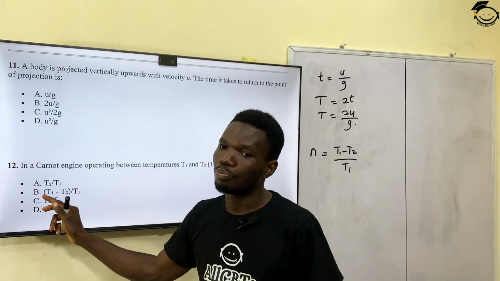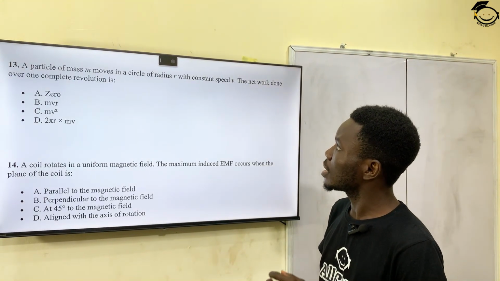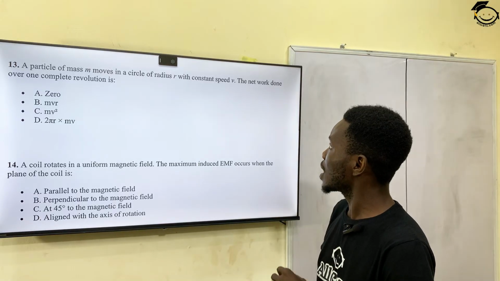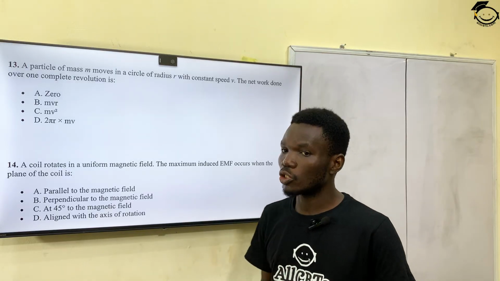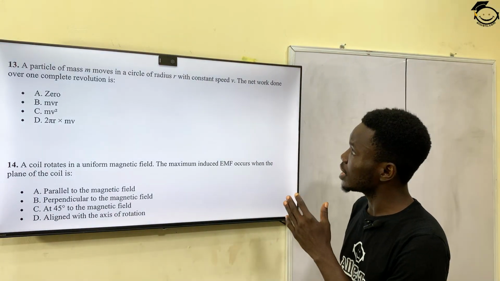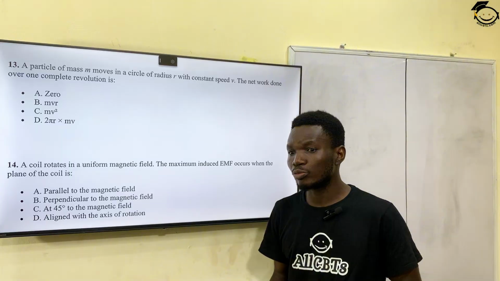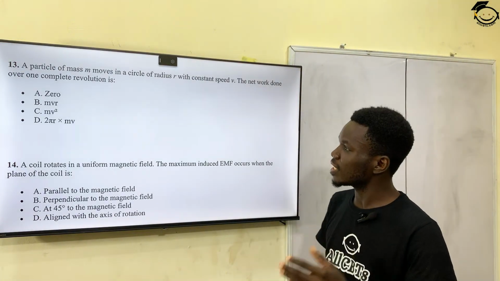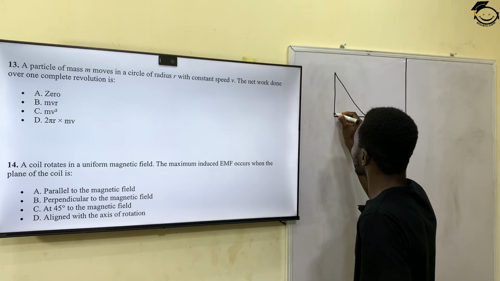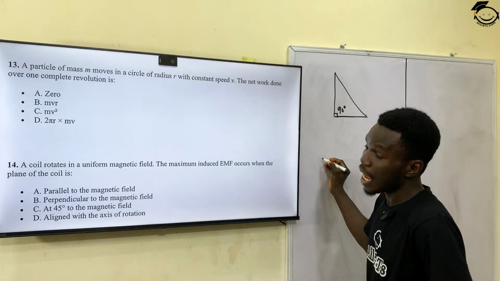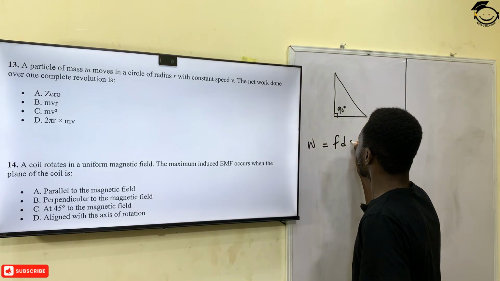Moving on, question number 13. It says, a particle of mass m moving in a circle of radius r with constant velocity v, the net work done over one complete revolution is dash. Because it is moving in a circle, this is circular motion, and the centripetal force acts towards the center of the circle, which means the angle between the force and the displacement is 90 degrees. We know that the work done under centripetal force is given by F D cos theta.